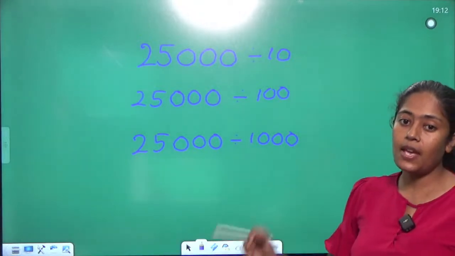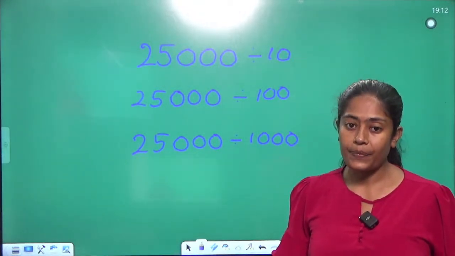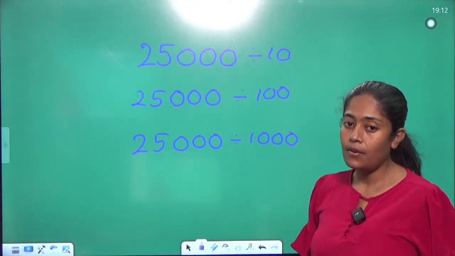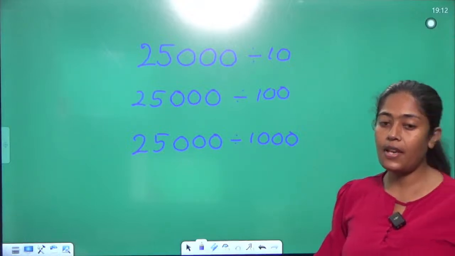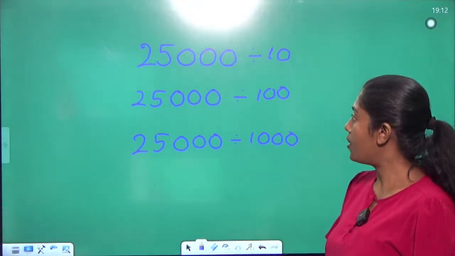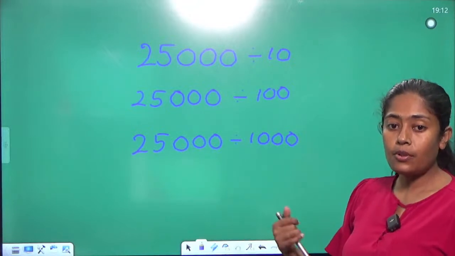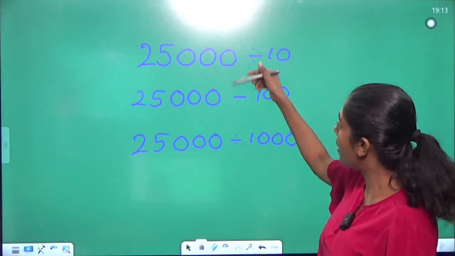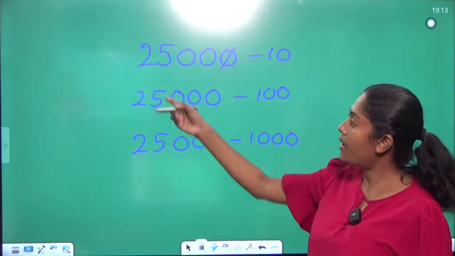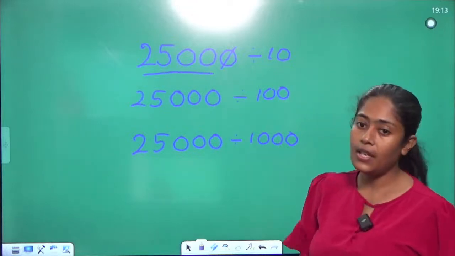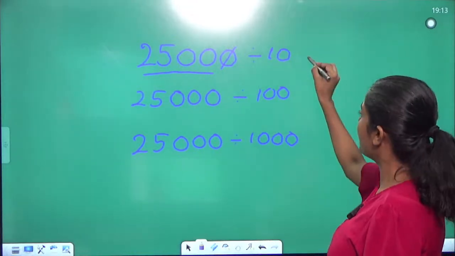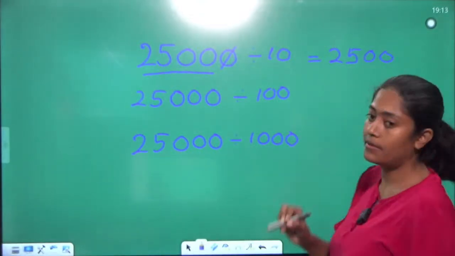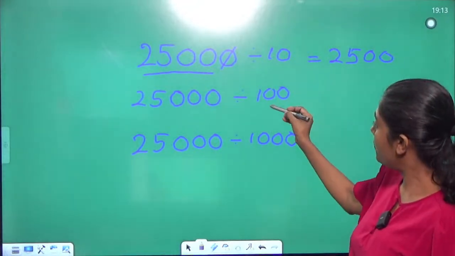In multiplication we added zeros, no? We just wrote the whole number, and finally to the right-hand side we added 0. Now what we have to do is remove the zeros. Here we have only one 0, so I have to remove one 0 and just write the value we get. So the answer should be how much? 2500. Next one, we have 2 zeros.